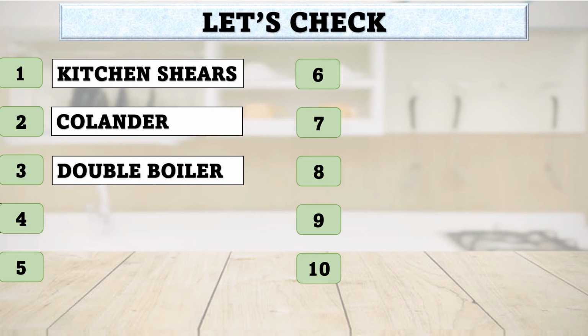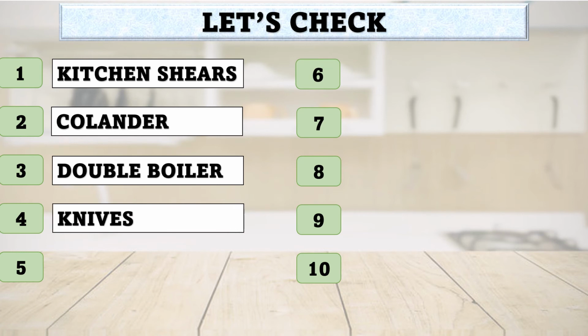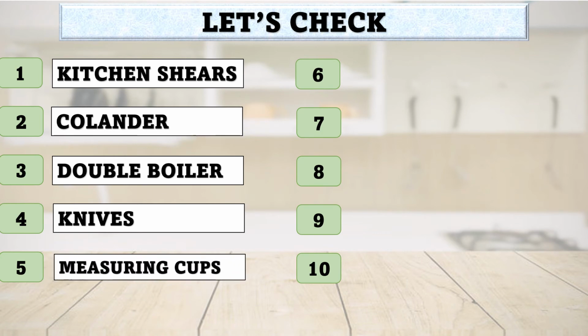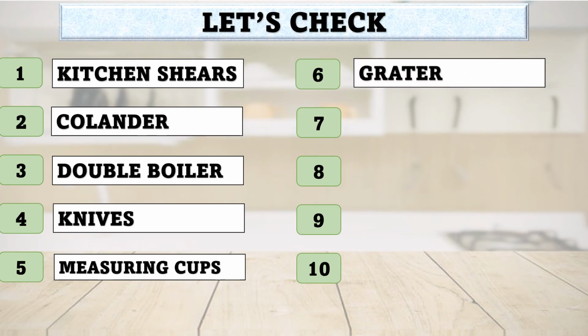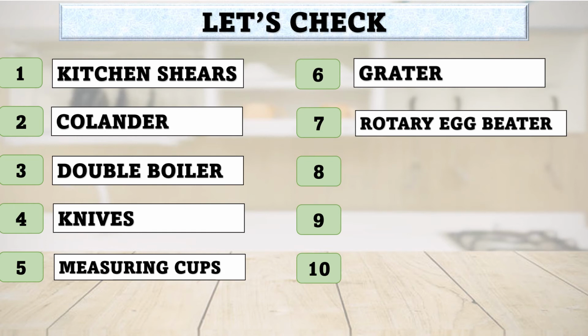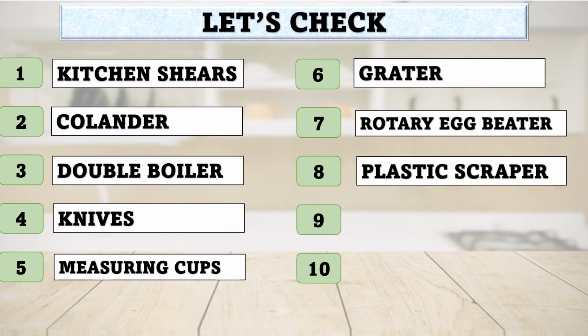Number 4, if you answered knives, your answer is correct. Number 5, if you answered measuring cups, very good, you got the correct answer. Number 6, if you answered grater, your answer is correct. Number 7, if your answer is rotary egg beater, you got the correct answer. Number 8, if your answer is plastic scraper, very good, you got the correct answer.